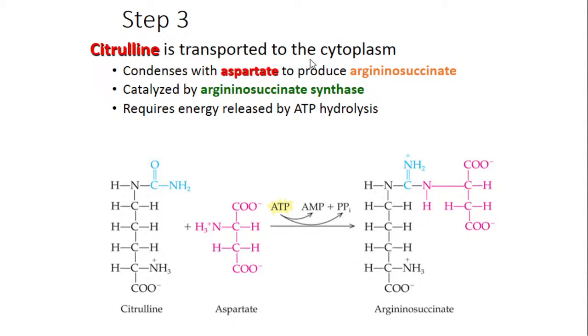Citrulline is transported to the cytosol. At this moment, reactions will flow in the cytosol. It's also important to remember that this cycle, in comparison with the Krebs cycle, number 2, TCA, which is localized completely inside of mitochondria. Here we can see how in the middle of the cycle, substances are transported to the cytosol and reactions will be continued in the cytosol.